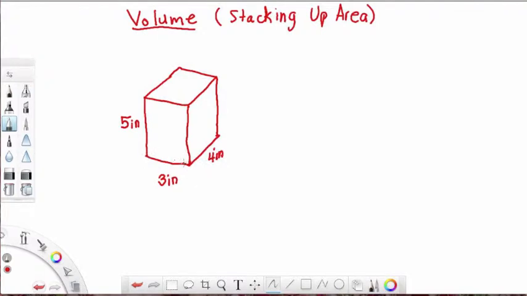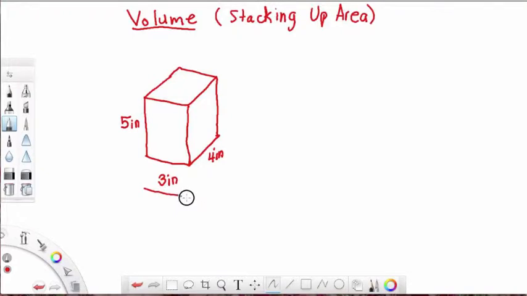We have the base and the height of something, or we have the length and the width, whatever you want to call it. We only have two dimensions that we're dealing with, and that covers the area. How many squares will fit on a flat space inside a specific perimeter. But when we deal with volume, we have three dimensions.